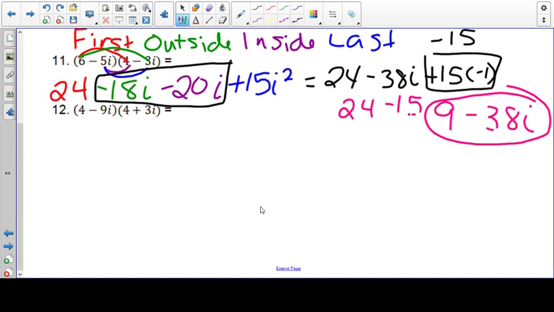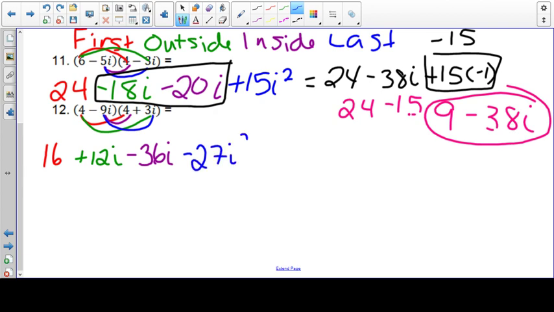Now, that one was a bit intense, but I promise we can do it just the same on this one. So I'm going to take my first, which is my 4 times my 4, get 16. Outside, 4 times 3i, which is 12i, and my inside, which is -36i, and my last, which is -27i squared.